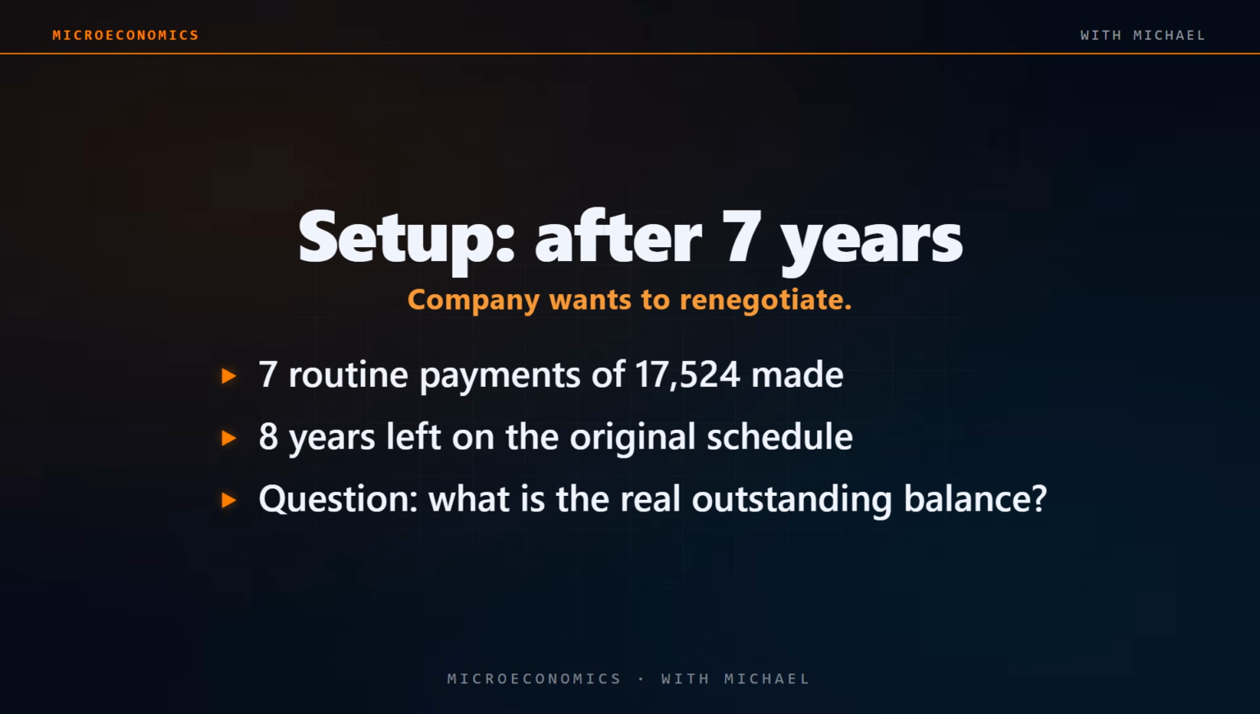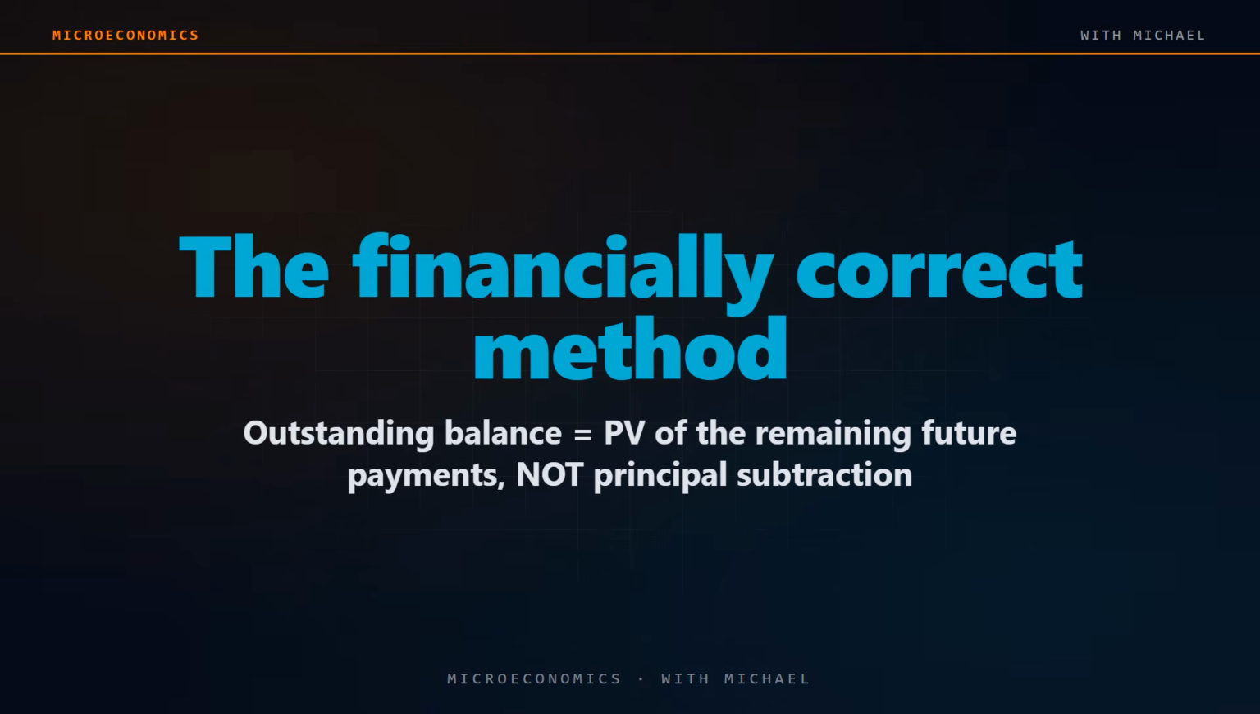Working through the formula, the outstanding balance after 7 years comes out to approximately 107,707 shekels. That is the real debt that still has to be settled, and it is the figure that any new lender will use as the basis for the refinanced loan. Now the company negotiates new terms with the bank or with a different lender. Let's say the new terms are, keep the outstanding balance of 107,707, but stretch the remaining schedule out to 10 years instead of 8.